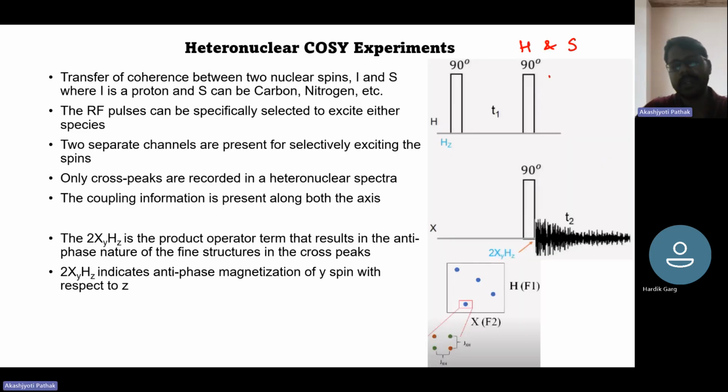So you see over here, if you see the cross peaks, this cross peak is blown up and magnified, and you see that this cross peak has fine structure in both the F1 dimension and the F2 dimension. So in a heteronuclear COSY experiment, since there is no decoupling done, the fine structure will be obtained in both the F1 and F2 dimensions.